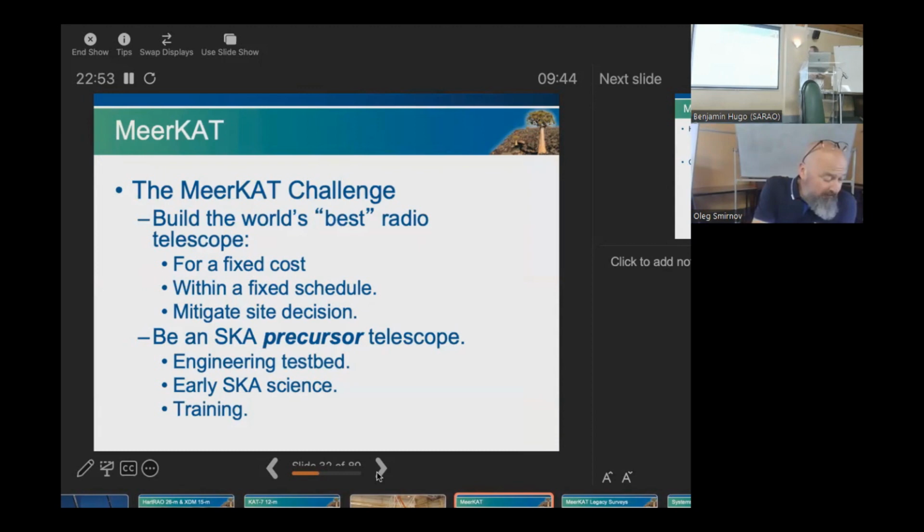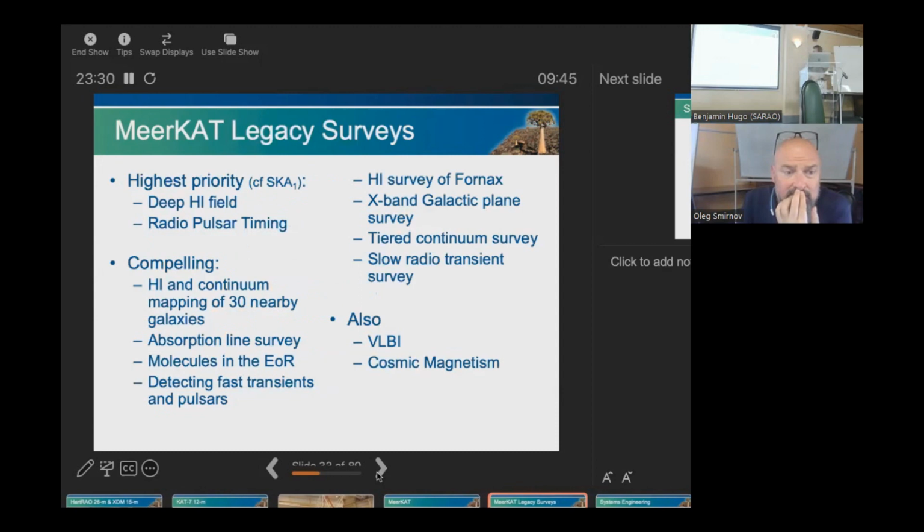The government basically said to us, okay, this is still before the site bid was decided: build the world's best telescope until the SKA comes along. For a fixed cost, we were told this is how much money you got. You had to build it within this time scale. And it was a mitigation for the site decision. If the Australians had won the site outright, then we would still have a telescope in South Africa. And it would very definitely have to be a precursor for the SKA. In other words, the technologies and the science needed to be what the SKA was chasing, and it had to do training for people.